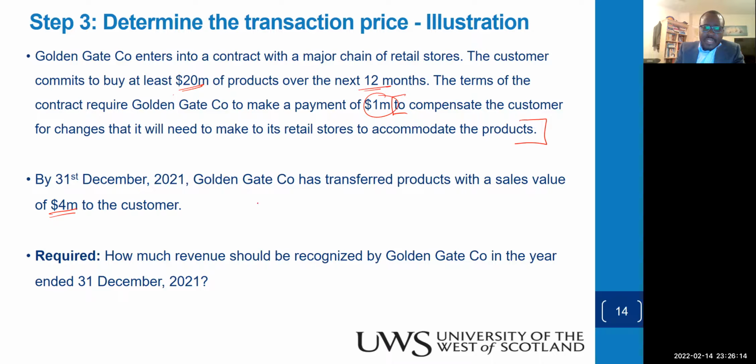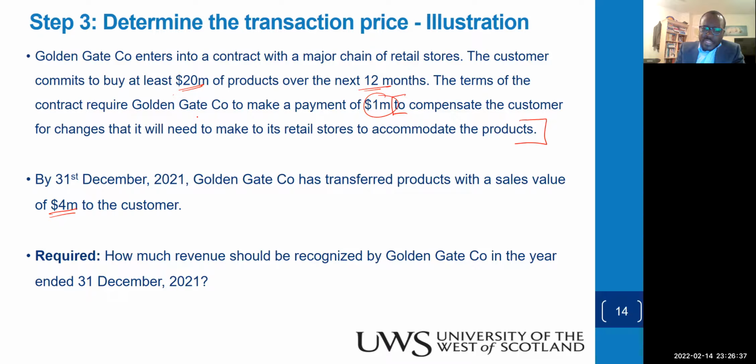But at the end of the day, we realized that we couldn't supply that much. We supplied 4 million. Okay. Either way, it looks like a discount. Whether this guy is getting everything or not, per the deal, he would have gotten a discount of 1 million out of the 20, right? How much revenue should be recognized by Golden Gate?